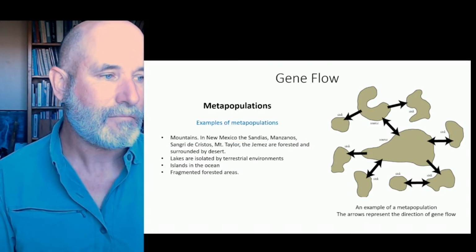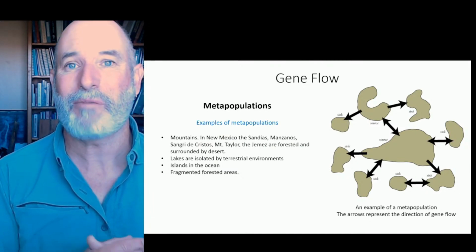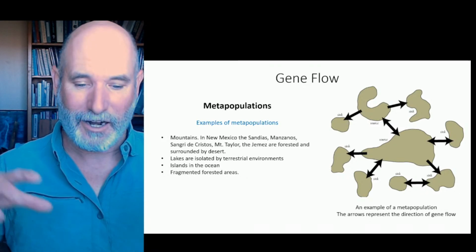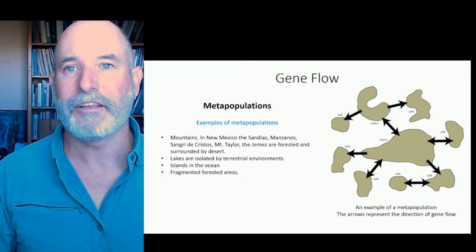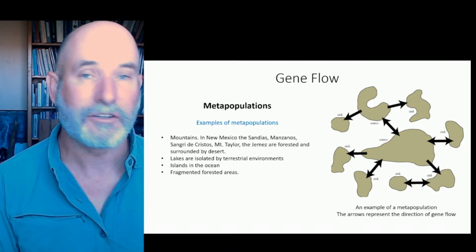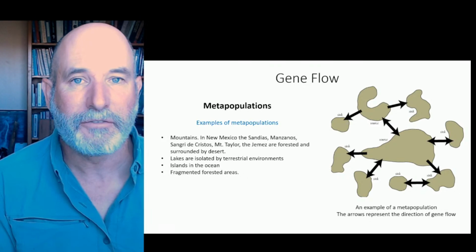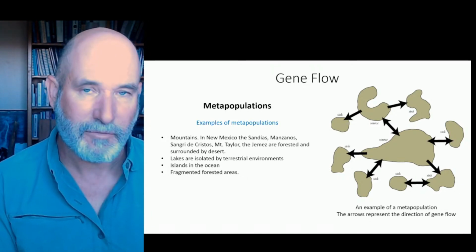Okay, so lakes can also be a metapopulation because they're isolated by land. But believe it or not, you can have flooding events. Rivers can flood, lakes can flow, which can connect them briefly, so you can still get gene flow. And fragmented forested areas, as we cut forest, can also be examples of metapopulations.